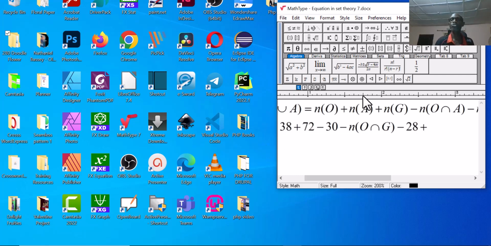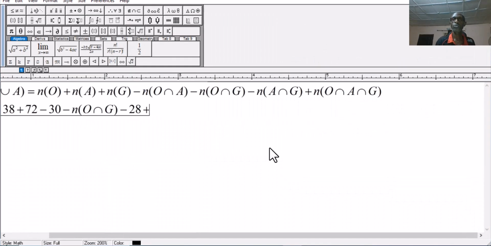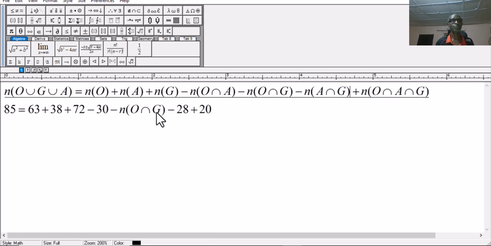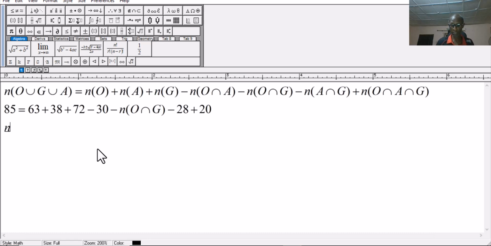So plus those who like all the three juices, we are given that to be 20. So this is the information that we need. You can see it. This is all the data we need. So now let's simplify that. O intersection G equals to, so let's simplify that. Let me use a calculator.